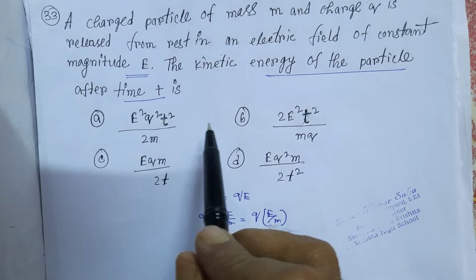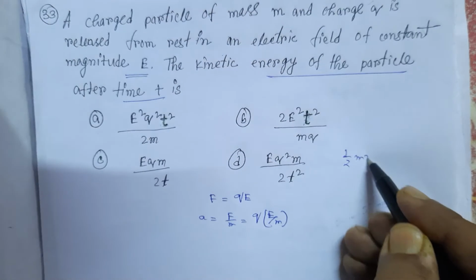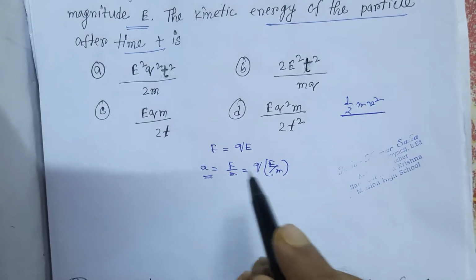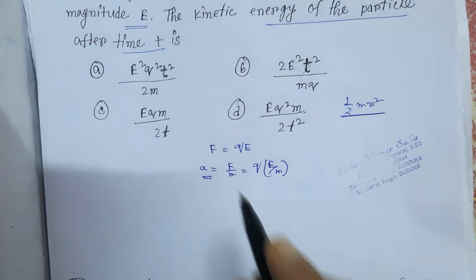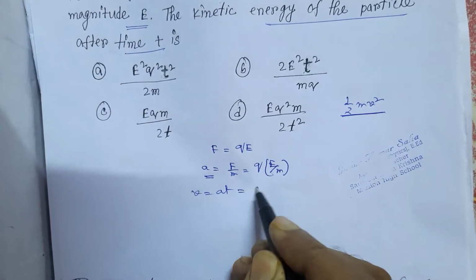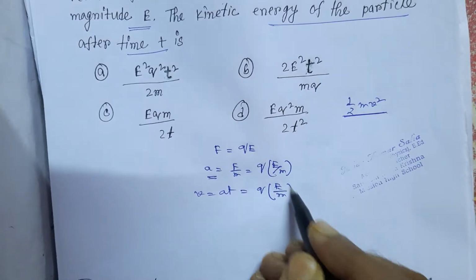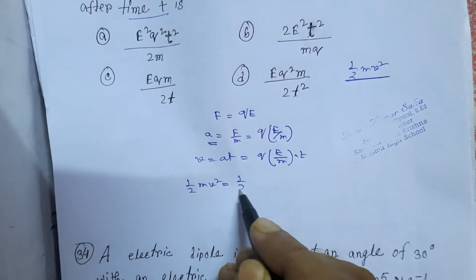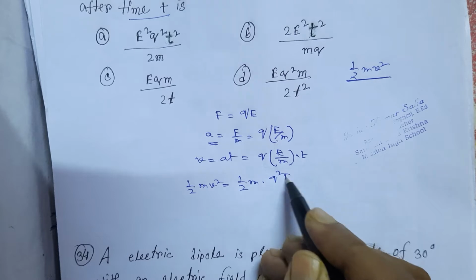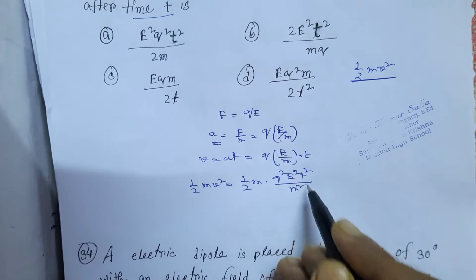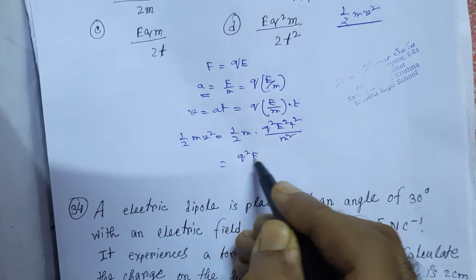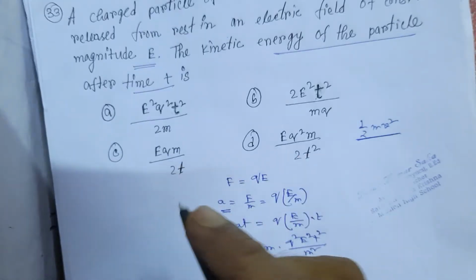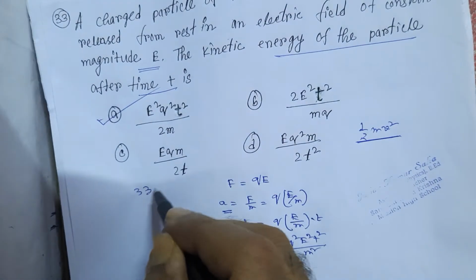So the kinetic energy in time t is calculated as half mv square. So you have to calculate the velocity after time t. It is subjected to a uniform field, so acceleration is uniform. So the velocity after time t is at equals q into E by m into t. Hence the kinetic energy half mv square equals half m into v square, which means q square E square t square by m square. That is q square E square t square by twice m, that is A. So the correct choice of the question number 33 is A.